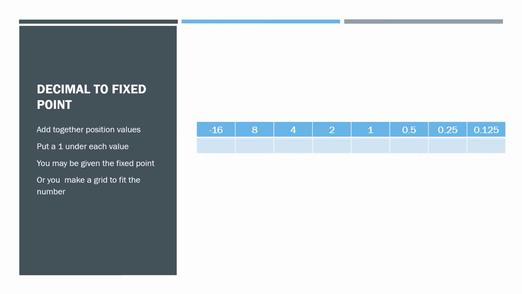Similarly, if we're turning a decimal number into fixed point, let's say 12.5, we add together the powers of 2 or the position values that make that number, and then we write in the ones. They might tell you where the fixed point is, or they might ask you to work out the optimum grid to use. But in either case, in this instance, for instance, there's a 0.5, so you need at least one place after the point.